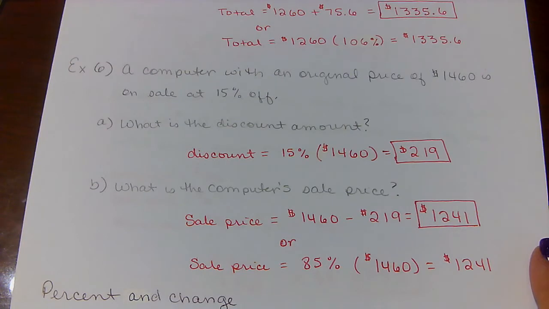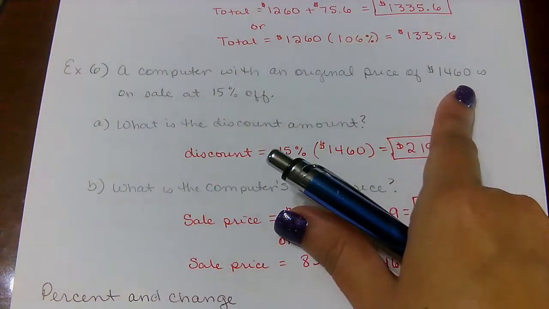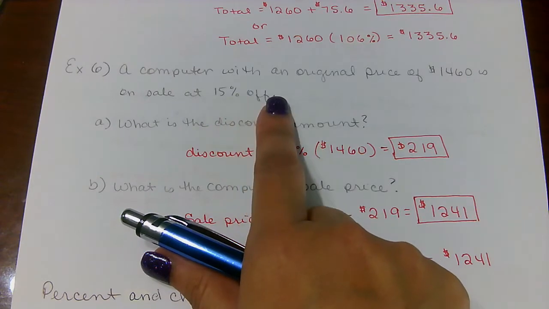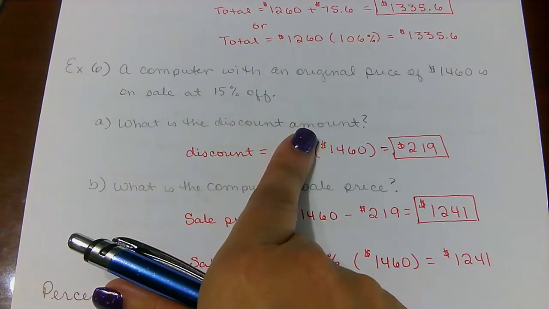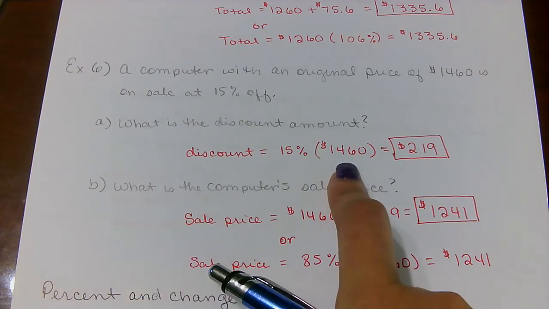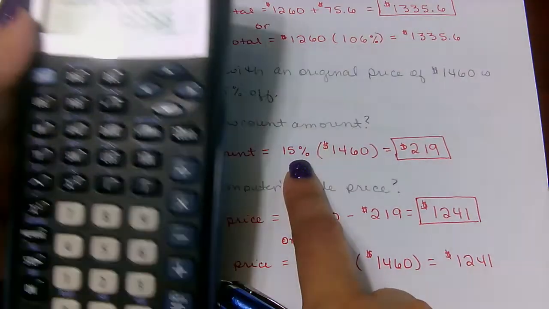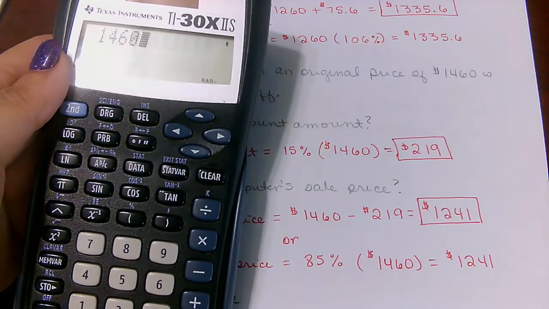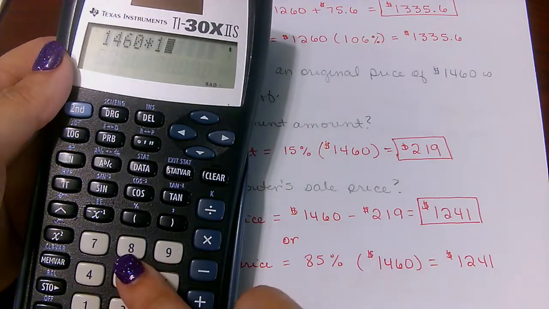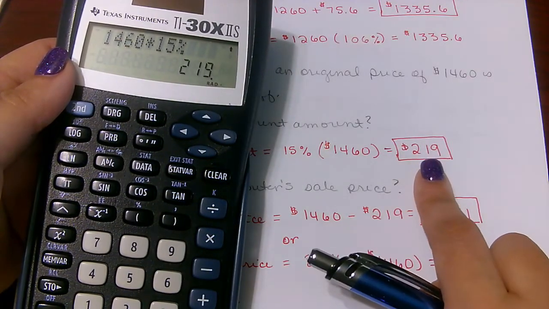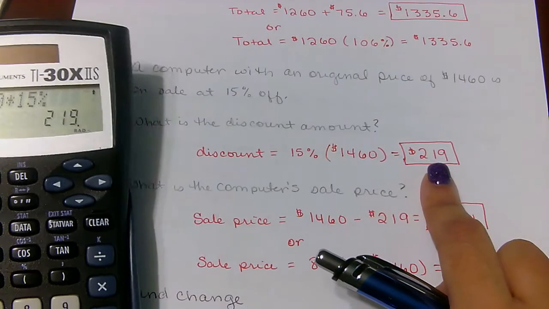Part 6 says a computer with the original price of $1,460 is on sale for 15% off. What is the discount amount? Our discount amount is going to be the total price times 15%. So we're going to go ahead and start with the $1,460 times 15%. We get $219 off.